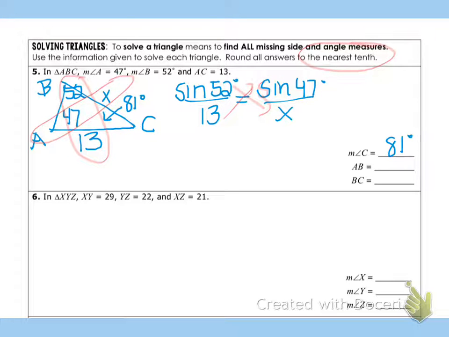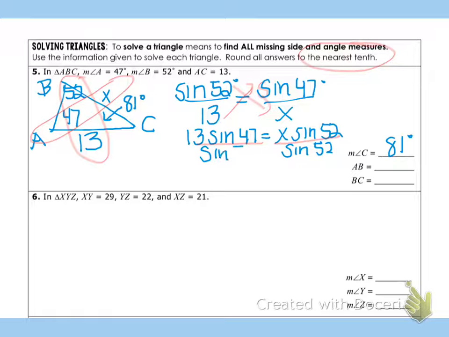I'm going to go ahead and just do the cross products then. So we should be getting good at the law of sines. That's 13 times the sine of 47 equals X times the sine of 52, and that means I'm going to have to divide by the sine of 52 to get our missing first side. That's 13 times the sine of 47 divided by the sine of 52, and that gives me about 12.1. So BC is 12.1.